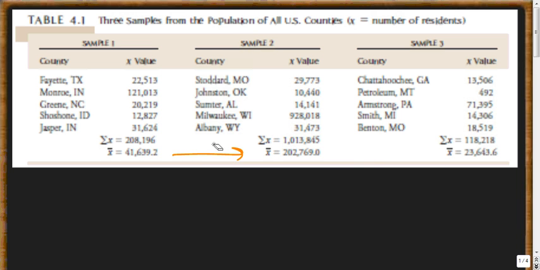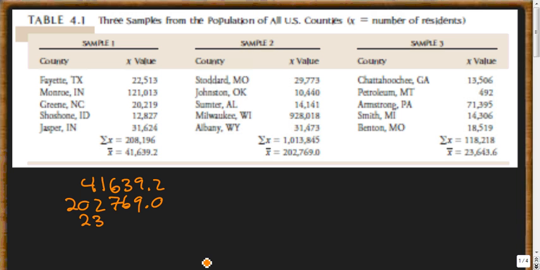Now, again, we can take the mean of means if we want, and we can add all these things up. We can have 41,639.2 plus 202,769.0, and then we could have 23,643.6. We could do this average pretty quick and find out what the average of all of these is.